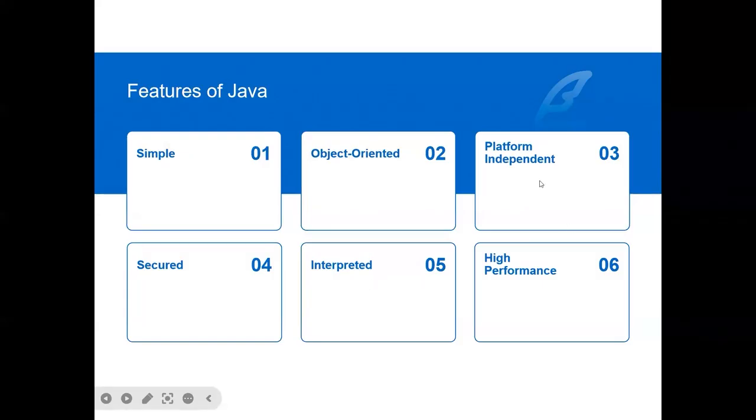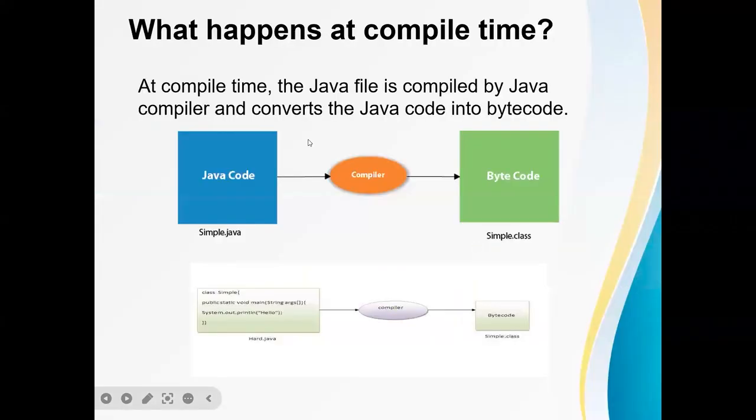Regarding the compilation, there are two phases to execute Java code. The first phase is that we write the Java program, then give it to the compiler. Once we give it to the compiler, the Java code is converted to bytecode. Then we use the JVM to execute it. So let's understand how Java code is executed.